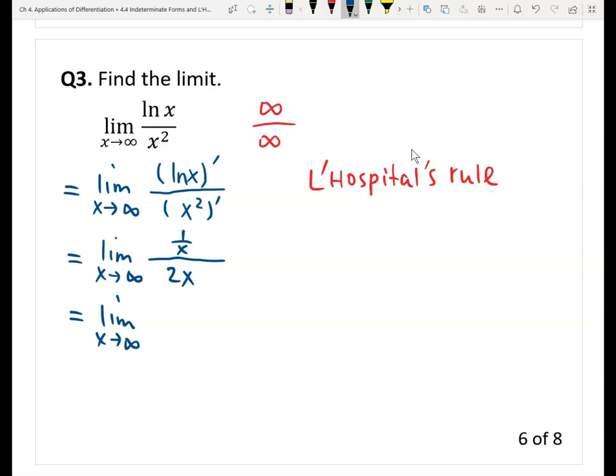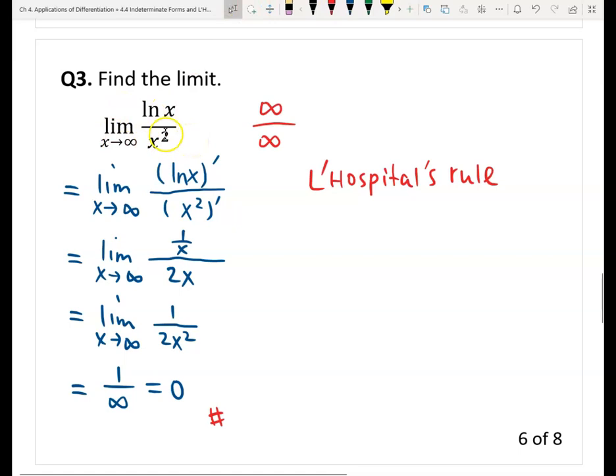As x approaches infinity, now we have another fraction, which is 1 over 2 times x squared, right? We multiply x to both the numerator and the denominator. Now we can easily get 1 over infinity, which means 0. Okay, so it's easy to get the answer if we use L'Hopital's rule for this question. I will give you another comment.